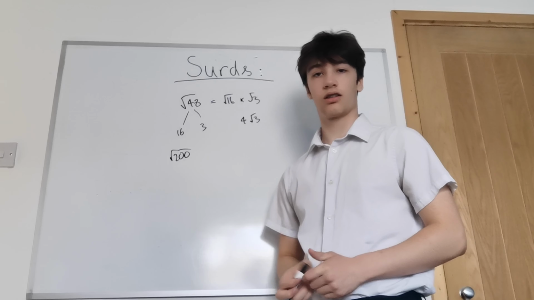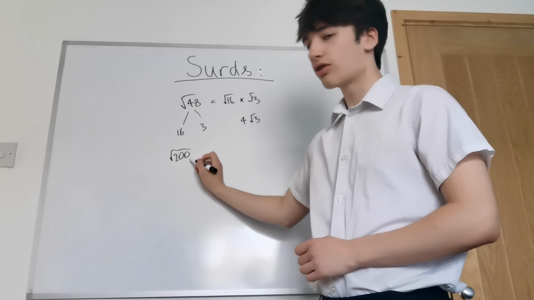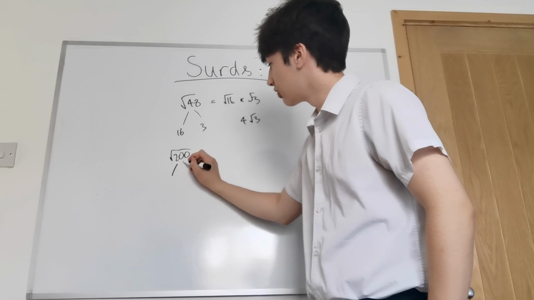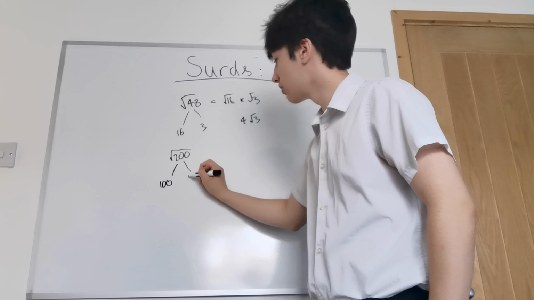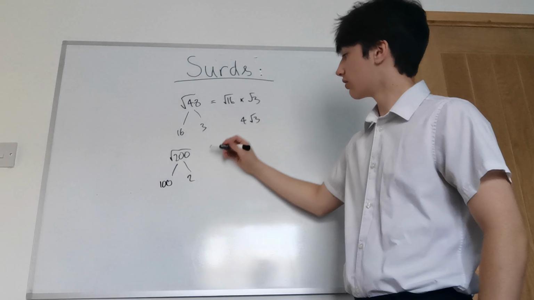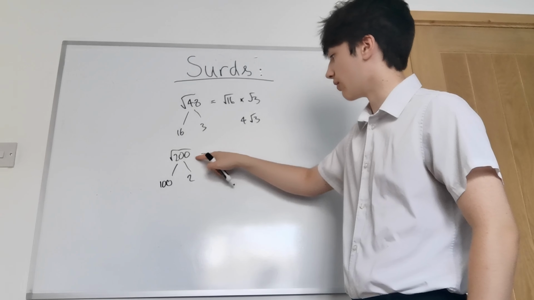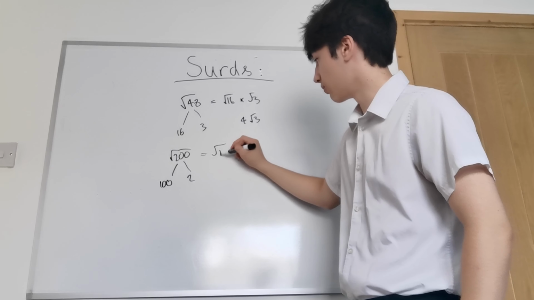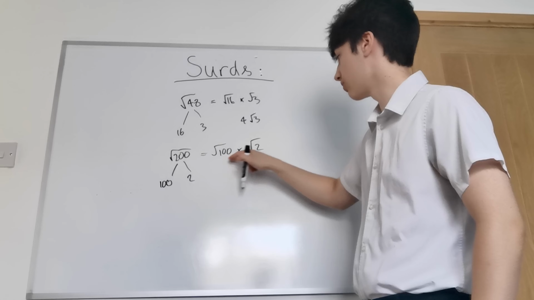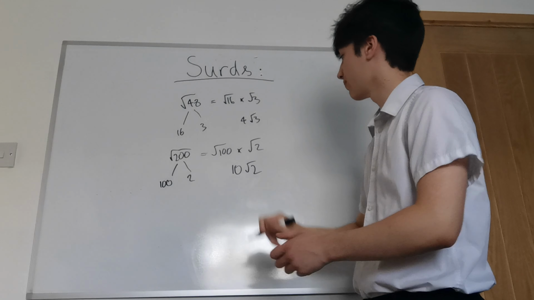Now if I do another example, I'll take root 200. Again, think of the square numbers. For 200, I think 100 is a pretty obvious factor. So you have 100 and 2. 100 is a square number. So you can write root 200 as root 100 times root 2. Root 100 simplifies into 10, which gives you 10 root 2.